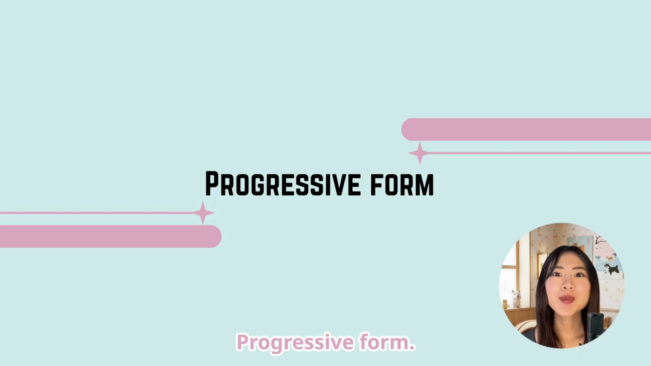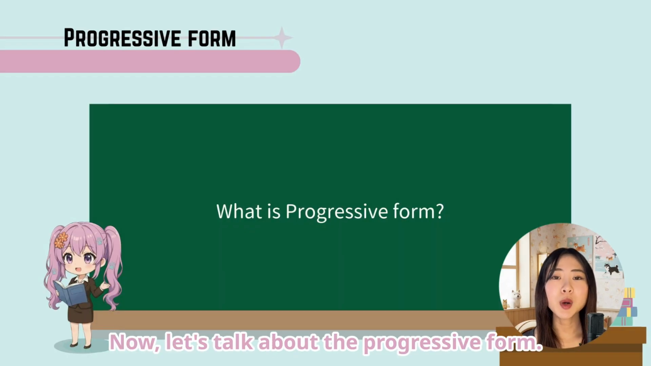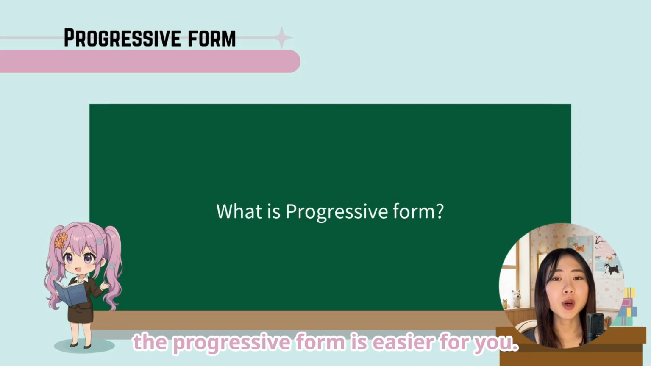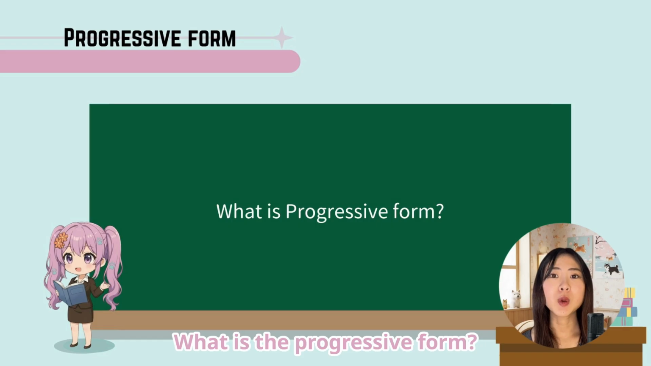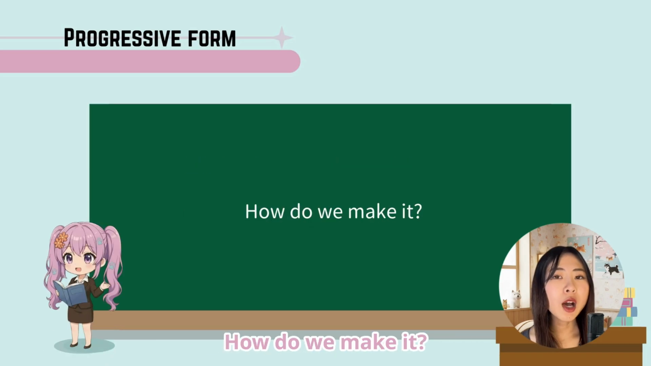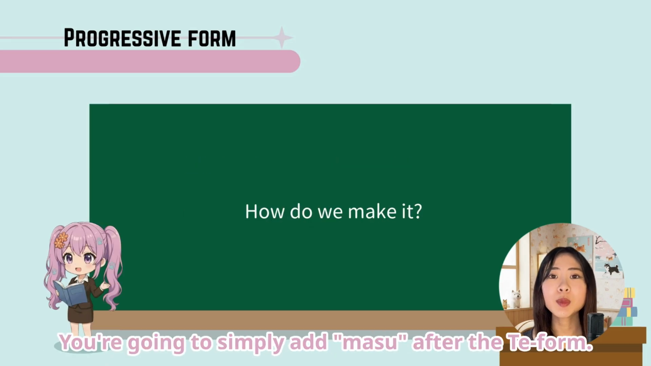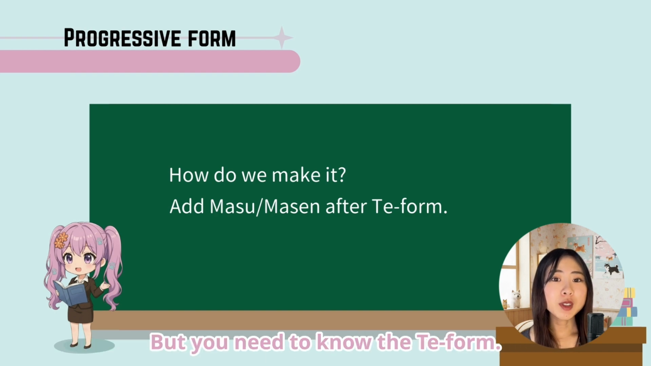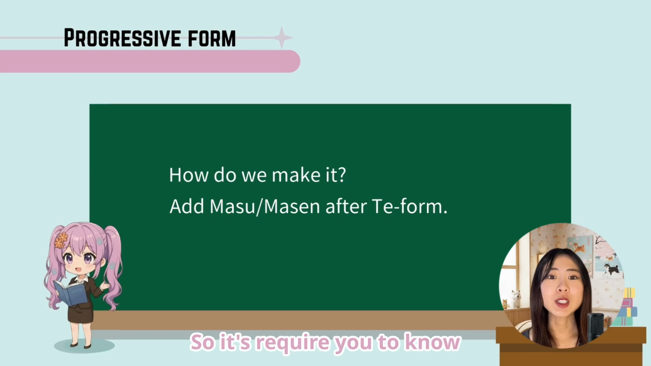Progressive form. Now let's talk about the progressive form. If you master how to conjugate te form, the progressive form is easier for you. What is the progressive form? The progressive form expresses ongoing actions, current status. How do we make it? You're gonna simply add masu, masen after the te form. Simple, right? But you need to know the te form, so it's required you to know the te form first.